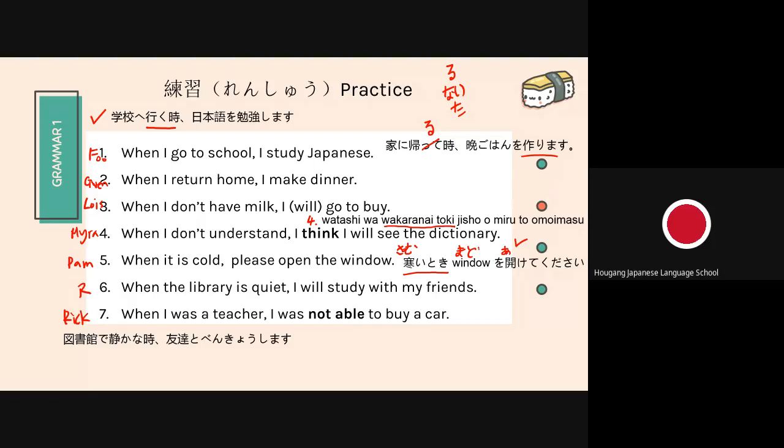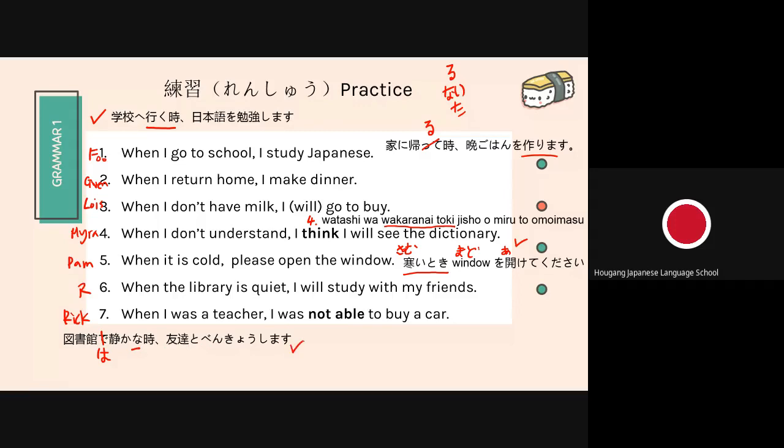Quite simple. Okay, then this one is Rin's one, right? 도서관대 시즈카나 토키. Okay, very good. Grammar is correct. Okay, but we don't say it's quiet in the library or at the library. Japanese don't say in or at for adjectives like this. Toshokan wa shizuka na toki, very good. Shizuka na toki, tomodachi to benkyou shimasu, study with my friend, correct.